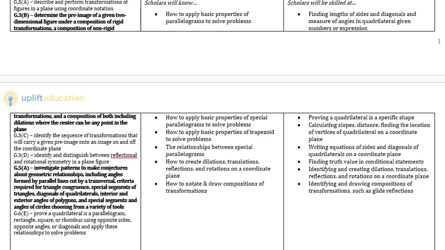You can see the TEKS. The bolded ones are the readiness TEKS, what scholars will need to know and they will be skilled at. I'll let you read those on your own.